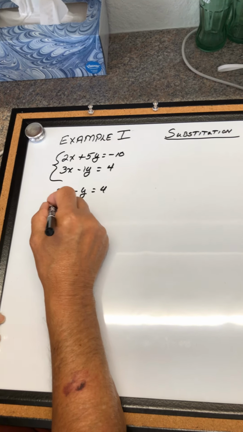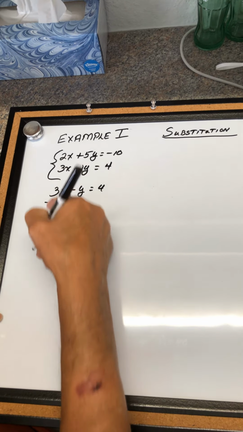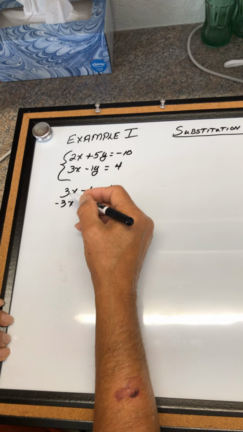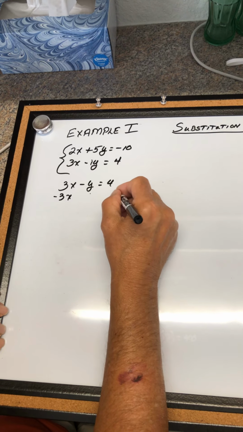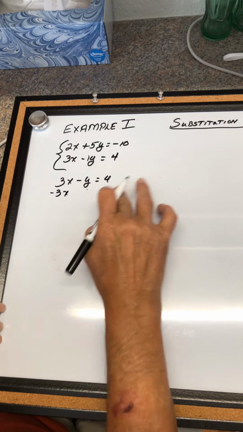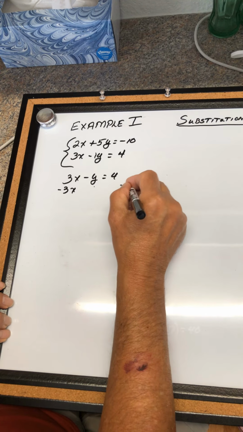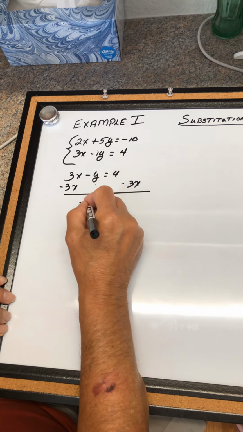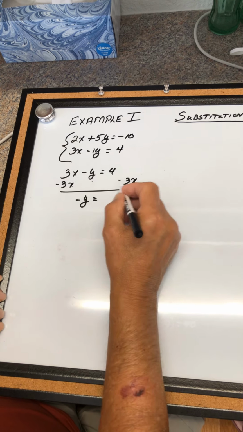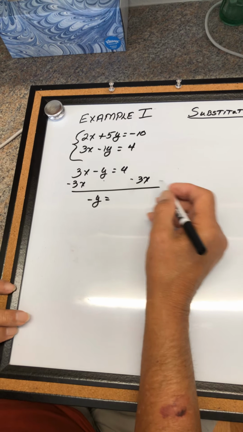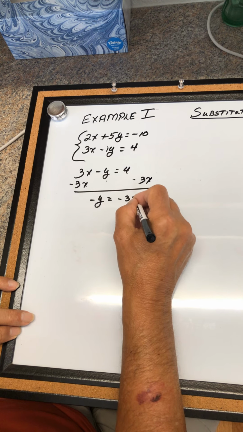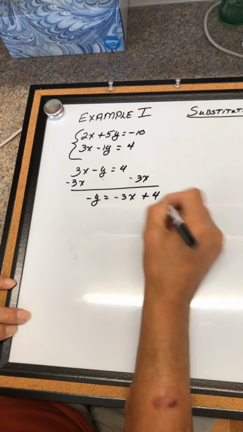So that means that I have to eliminate the x. And by eliminating the x, I have to add the additive inverse to both sides. This is going to be minus 3x here. So this is going to give me minus y. My x term, or my variable term, always comes first. So it's going to be minus 3x plus 4.